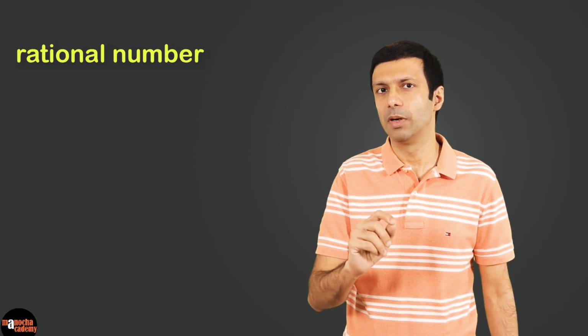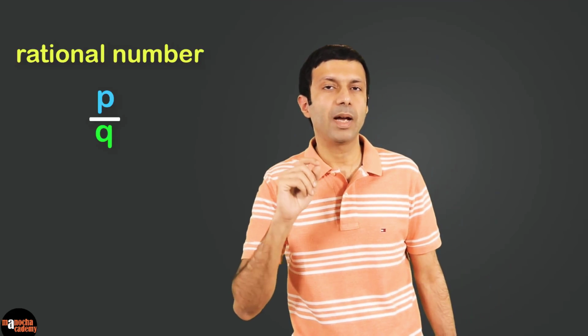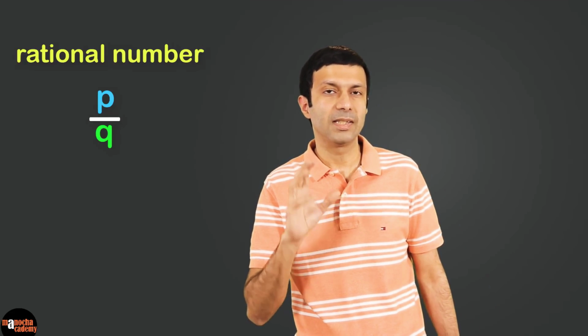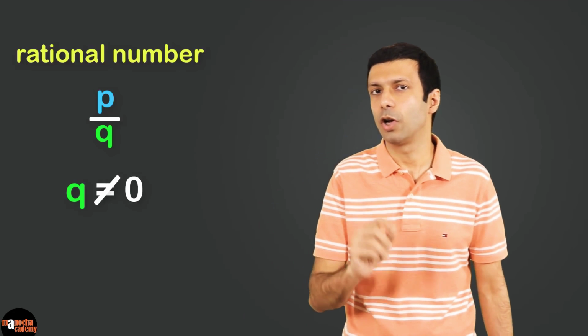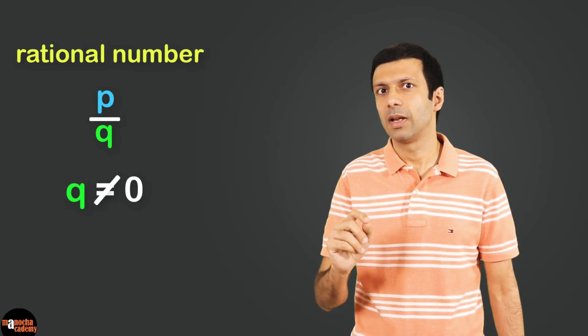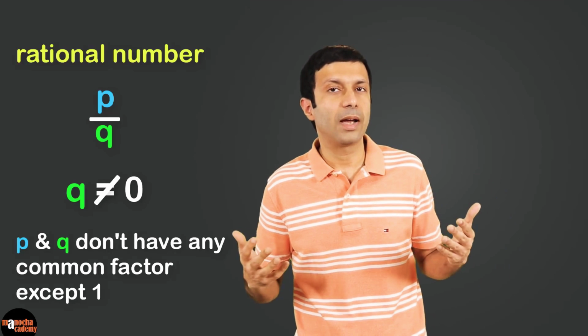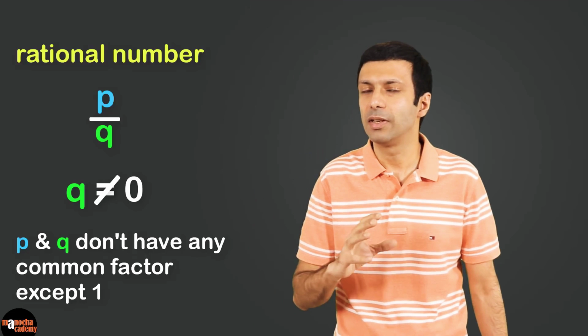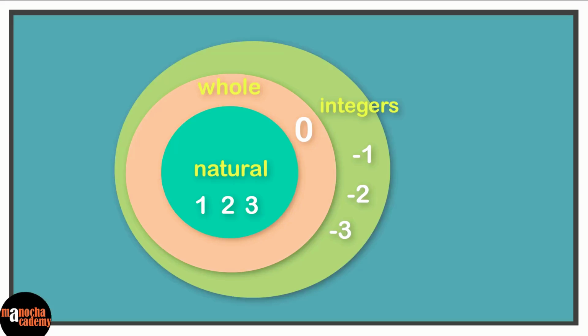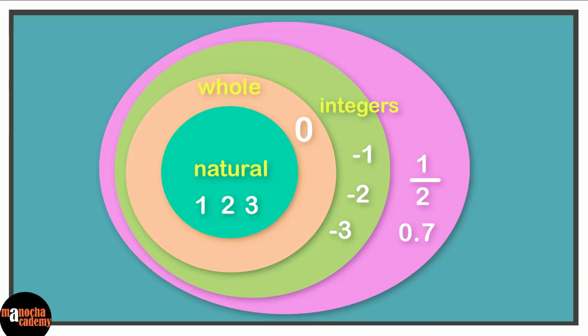So any rational number can be expressed in a P by Q form, that is, in this fraction form. The only restriction is Q should not be equal to 0. And typically P and Q don't have any common factor except 1. So we write the fraction in its simplified form. Let's add the non-integers to our set diagram. The integers and non-integers, that is fractions and decimals, together are called rational numbers.